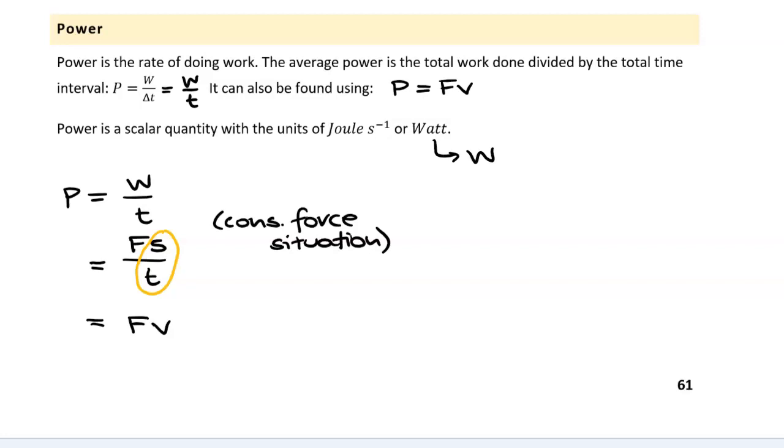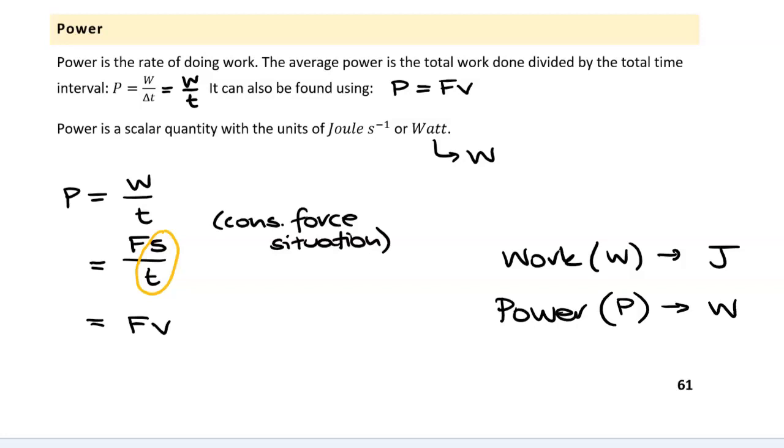Be careful, that is a unit. It is not the same as the symbol that we have to represent work. Work, symbol W, has units of joules, whereas power, we use capital P, and that has the units of watts. They're two different things. Don't confuse power, capital P, with momentum, lowercase p.